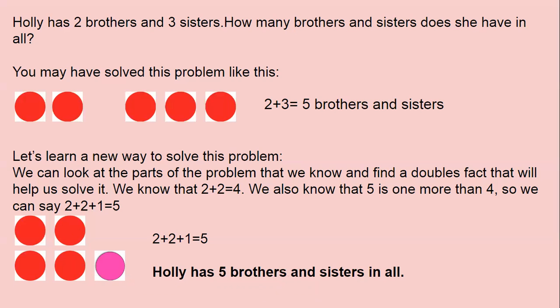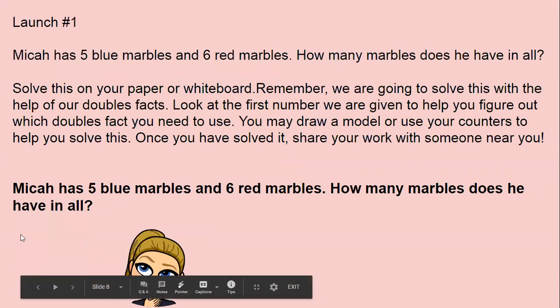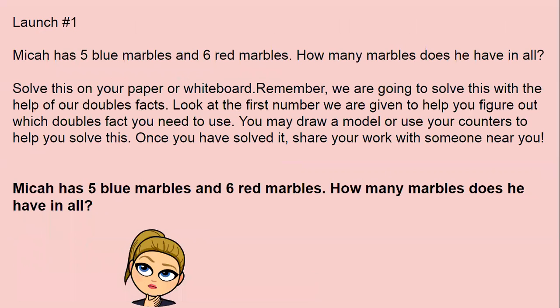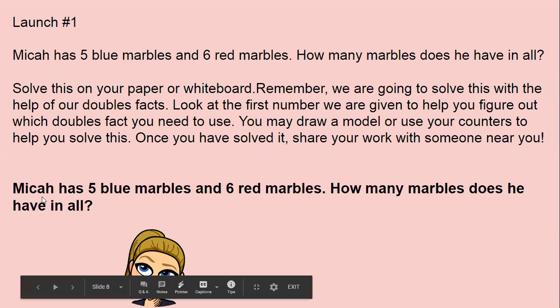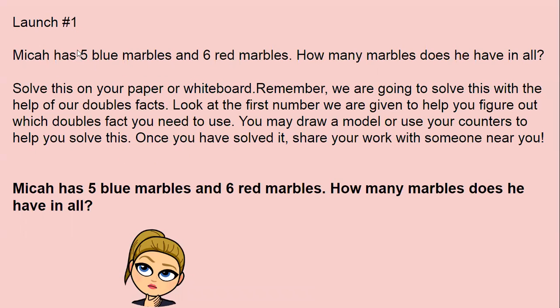Okay, let's look at another one and practice that. This is your first launch. I'm going to read it to you now. Micah has 5 blue marbles and 6 red marbles. How many marbles does he have in all? So I want you to solve this on your whiteboard or paper. Remember, when you solve this, I want you to use your doubles facts. I'm going to give you a little hint. I want you to look at the first number that we know, or the first part that we see, which is this right here. It's the 5. Then I want you to look at the 5 and see if you can find a doubles fact using the 5 to help you figure out how to solve this problem.